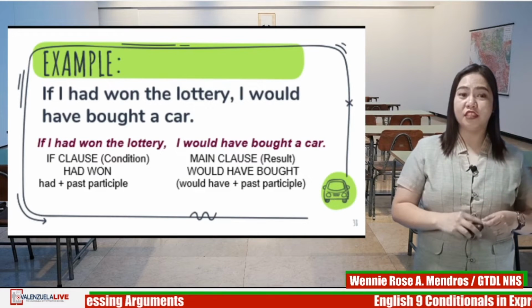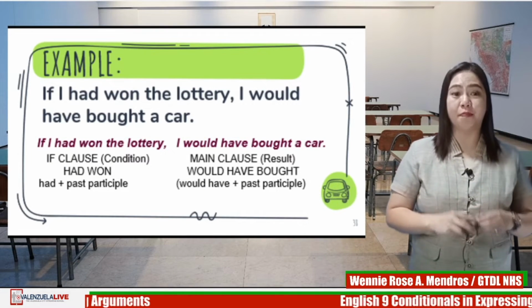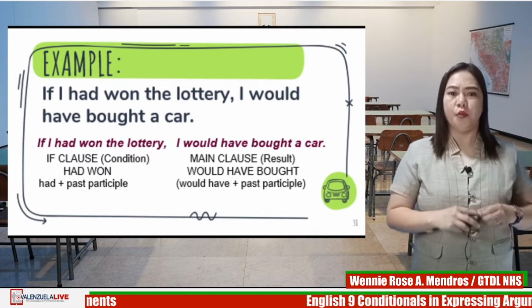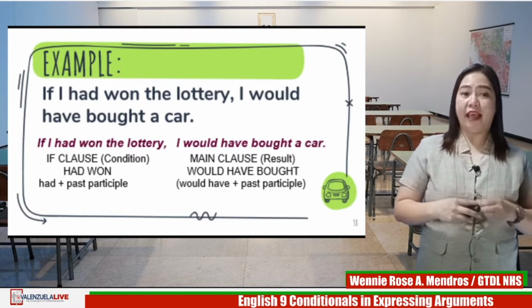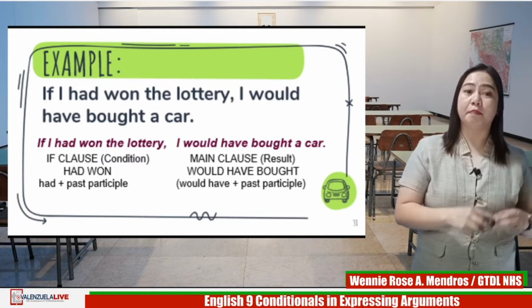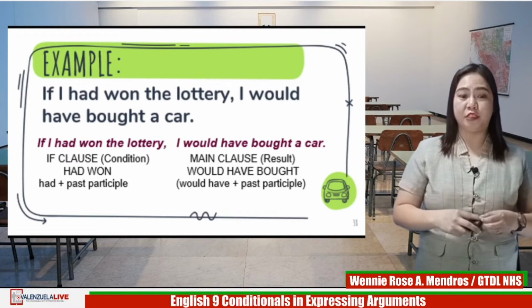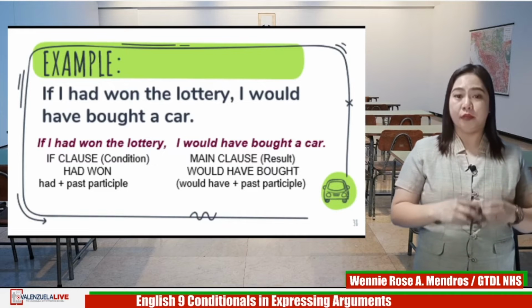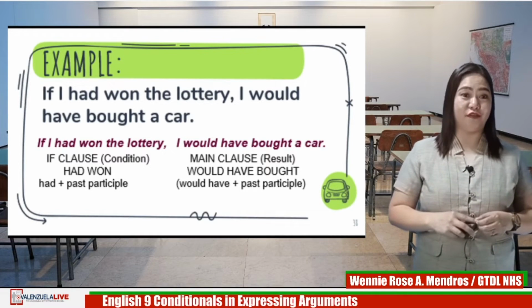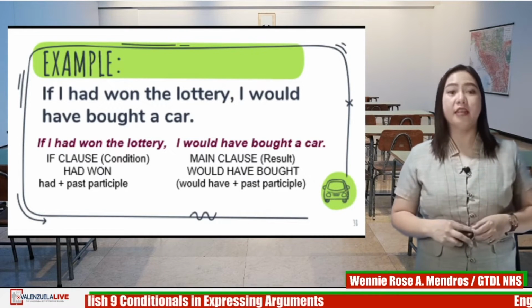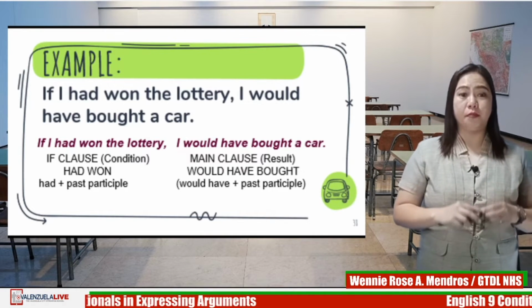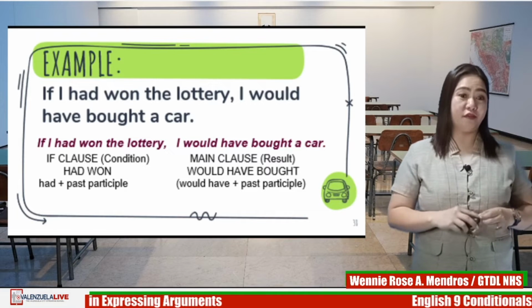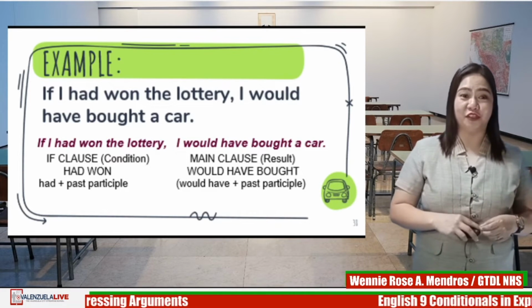The if clause that shows condition should use the past perfect tense. What do we mean by past perfect? Past perfect talks about actions that were completed in the past, and we form the past perfect by using had plus the past participle of the verb. On the other hand, in the main clause that shows result, we use would have plus the past participle of the verb. Let us go back to our first example.